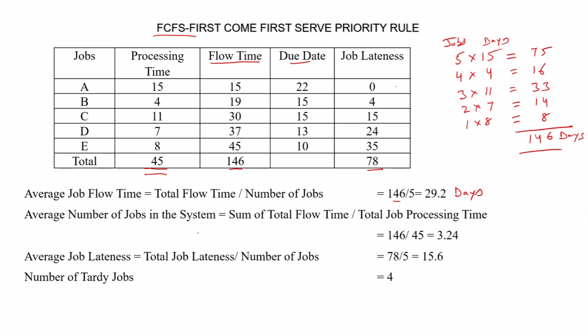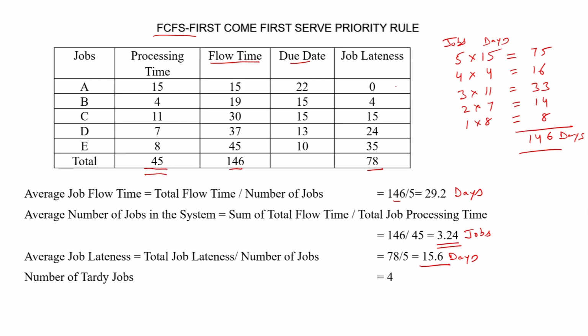Now, the average number of jobs in the system we can find out by dividing the total flow time by the total processing time. On the average 3.24 jobs remain in the system. Average job lateness is the total lateness 78 divided by 5, 15.6 days. The number of tardy jobs, the number of late jobs, is 4. One job we are able to complete on time, the remaining 4 jobs were delayed. So, this is how we can check the performance of the first come first serve priority rule for our given example.